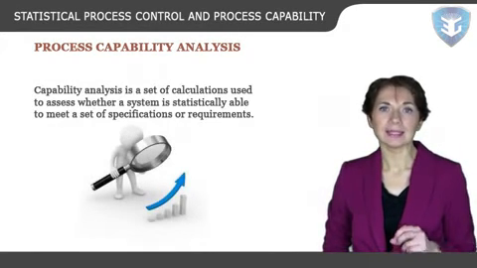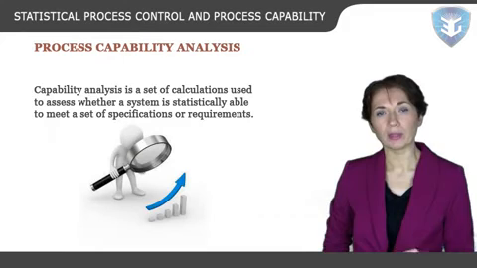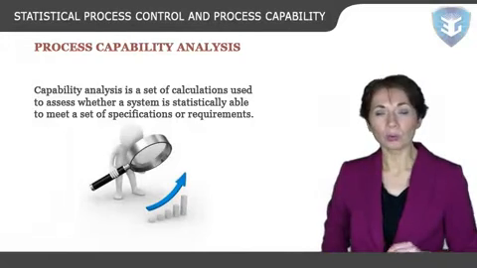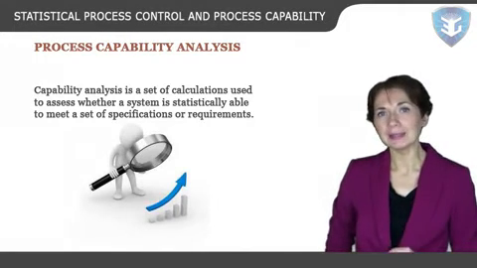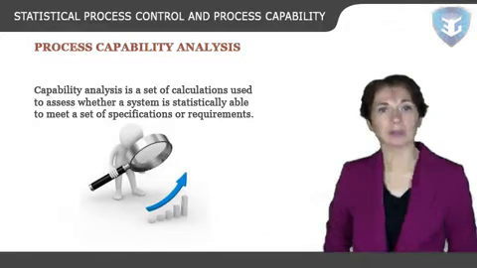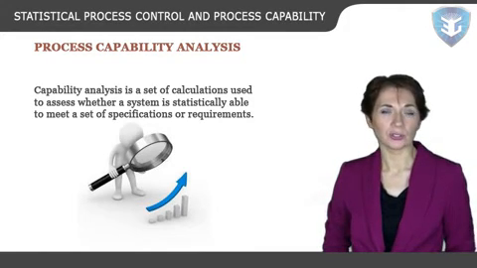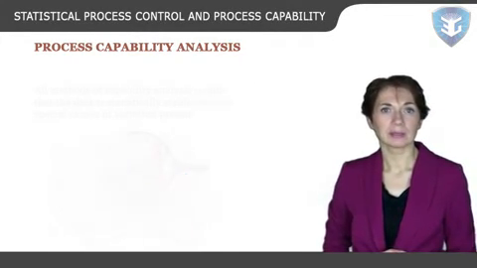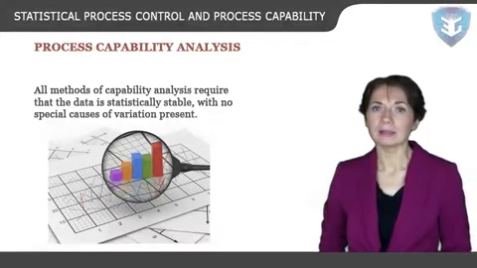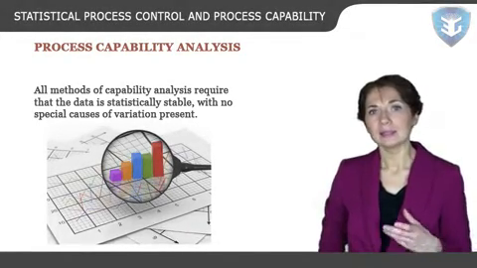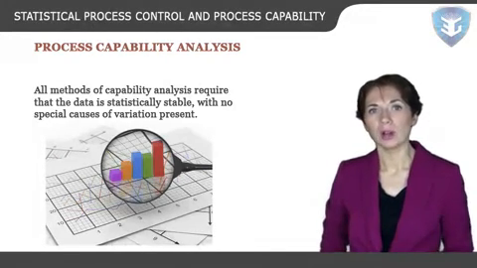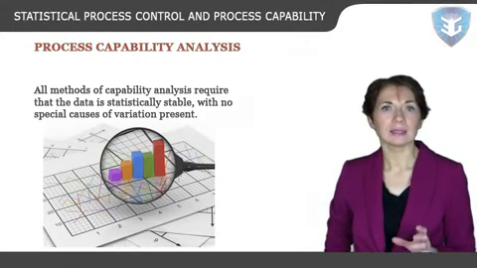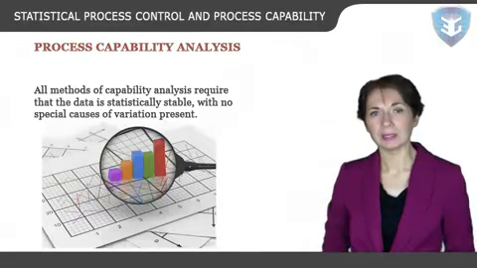Capability analysis is a set of calculations used to assess whether a system is statistically able to meet a set of specifications or requirements. To complete the calculations, a set of data is required, usually generated by a control chart. However, data can be collected specifically for this purpose. All methods of capability analysis require that the data is statistically stable, with no special causes of variation present. To assess whether the data is statistically stable, a control chart should be completed.